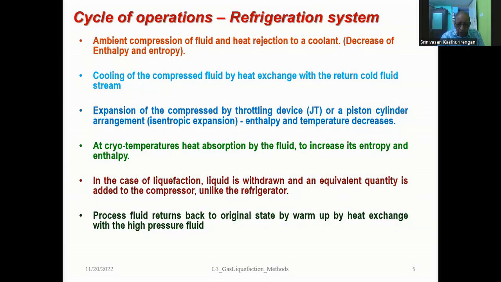In the case of liquefaction, liquid is withdrawn, as I mentioned already, and an equivalent quantity is added to the compressor, unlike the refrigerator. Now, the process fluid returns back to the original state by warming up again through the heat exchanger. And the heat exchanger will have the high-pressure fluid entering from the compressor side to the Joule-Thomson side. So therefore, the returning fluid will warm up from low temperature to high temperature and go back to the compressor.